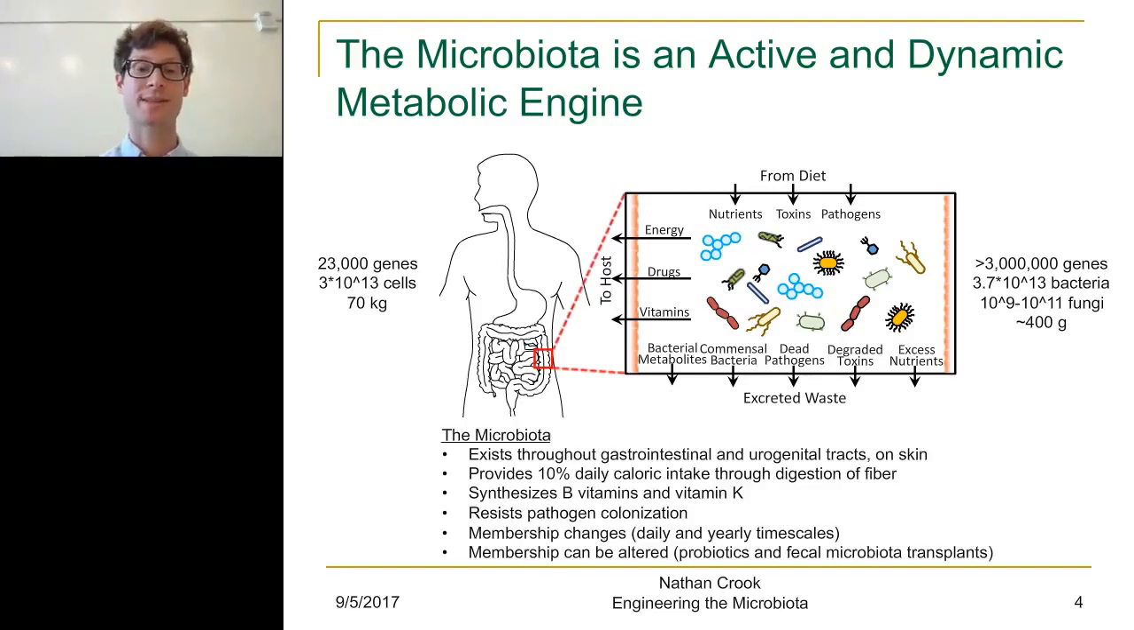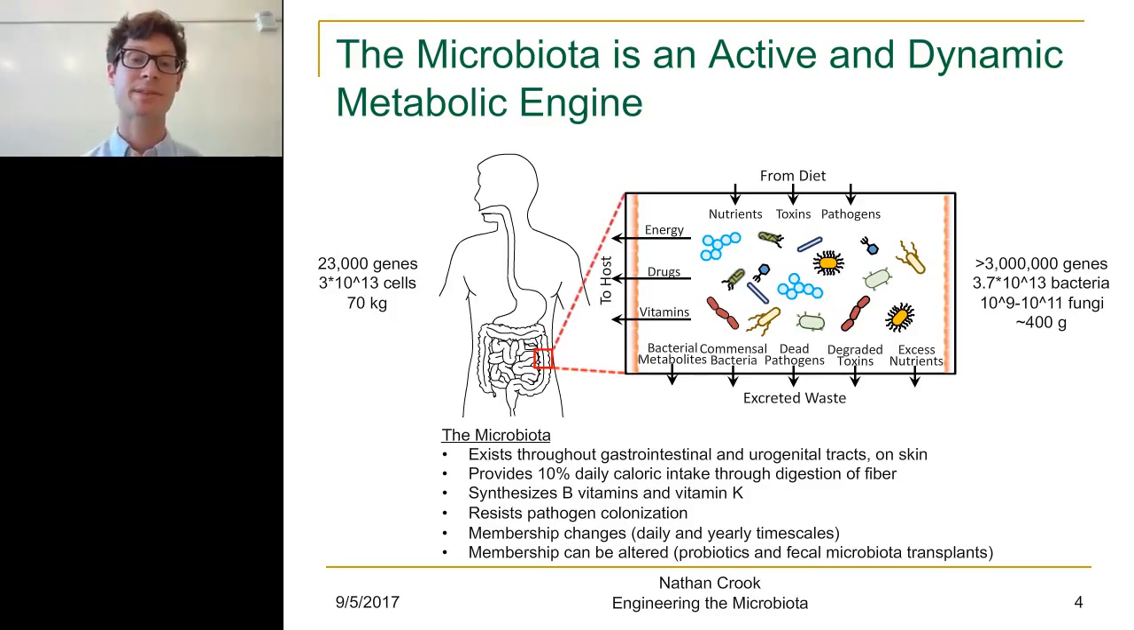What it naturally does is take that undigested material from the gut and provide about 10% of our daily caloric intake through digestion of this fiber. It synthesizes vitamins for us from that undigested material, in particular vitamins B and vitamins K. Just by being in this nutrient-rich environment and not doing anything particularly pathogenic, it also resists pathogen colonization.